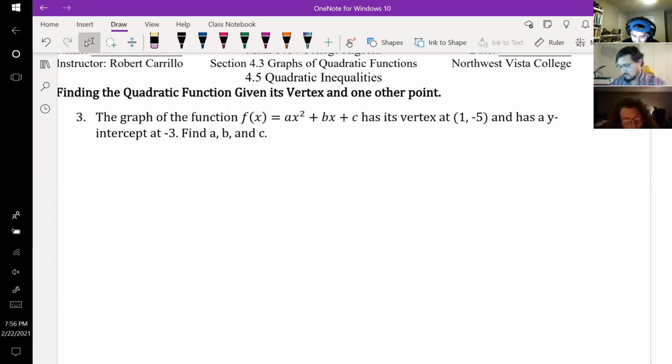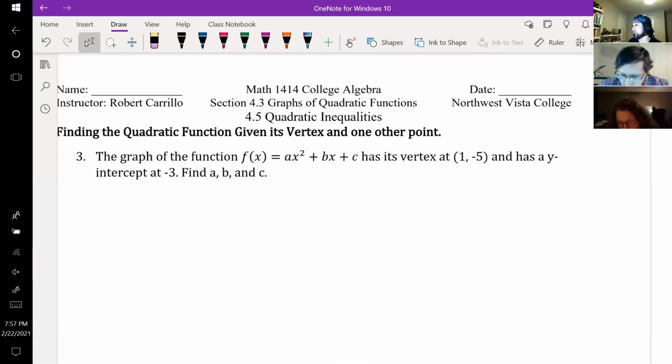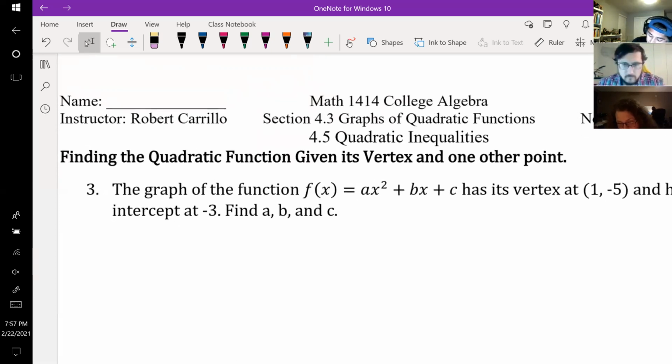All right, the graph of the function f of x equals ax squared plus bx plus c has its vertex at 1, negative 5 and has a y-intercept at negative 3. Find a, b, and c. So they're giving us a vertex and a y-intercept. So what would be the best form to use? Vertex form? Yeah, vertex form.